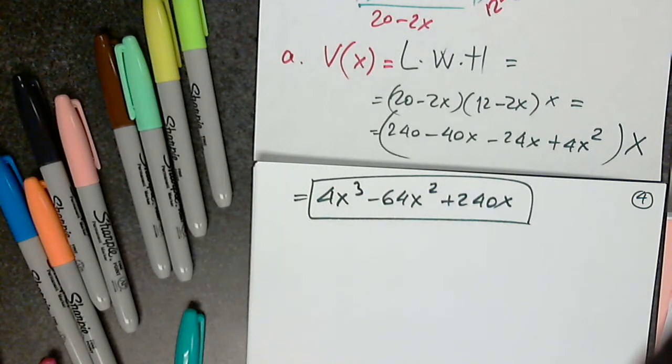So we determine the volume of a box in such a situation. Part B, find the values of x for which the volume is greater than 200 cubic inches.